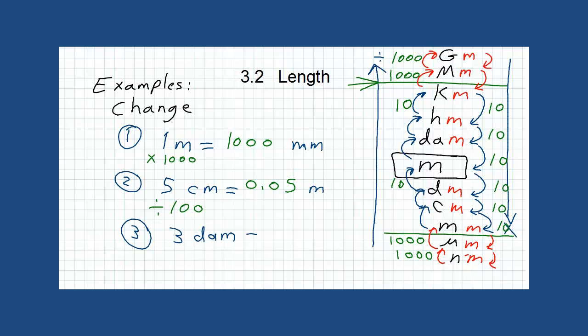Example 3: 3 decameters is equal to how many decimeters? Looking at the table, to change from decameter to decimeter, we are going down. So we should use multiplication. We have 2 steps to go from decameter to decimeter. From deca to meter, multiply by 10. From meter to deci, we will multiply by 10 again. So we are multiplying by 100, and our final conversion will be 300 decimeters.